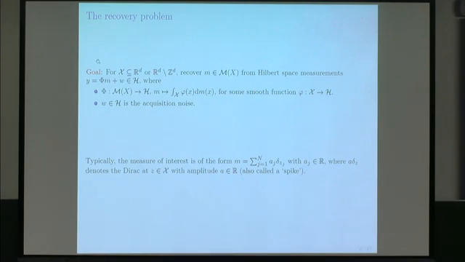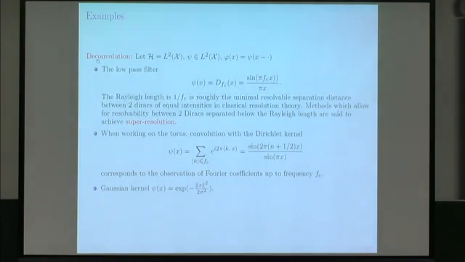So in this talk, what we're going to be interested in is recovering discrete measures, measures of this form, a superposition of Dirac masses, where a times delta z means a Dirac at position z with amplitude a, and they're also called the Dirac spikes. So just to give you some examples of where this is of interest.